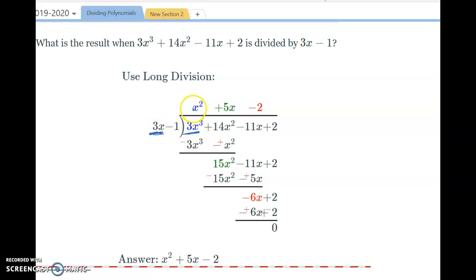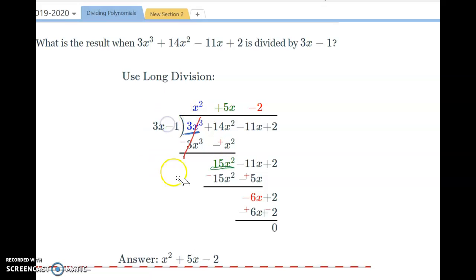And if I distribute this to both of them, I would get 3x cubed minus x squared. And since we're subtracting, Delta Math does a good job here to show you that you're switching your signs. So negative 3x cubed, and this turns into a positive x squared. So these are going to cancel, and a 14x squared plus x squared is going to give me a 15x squared. So we repeat this process.